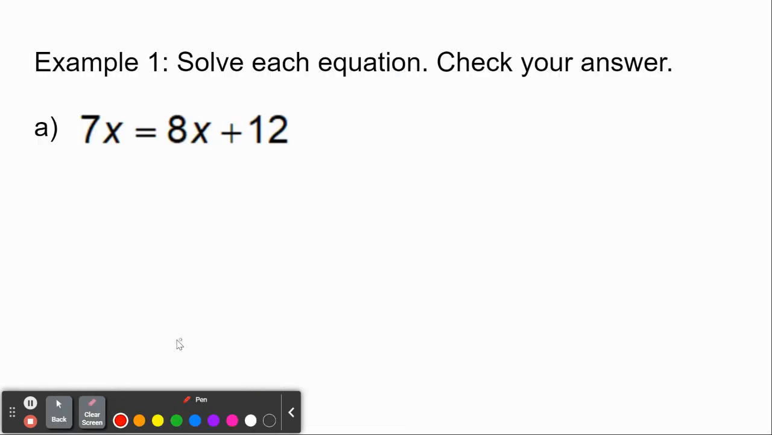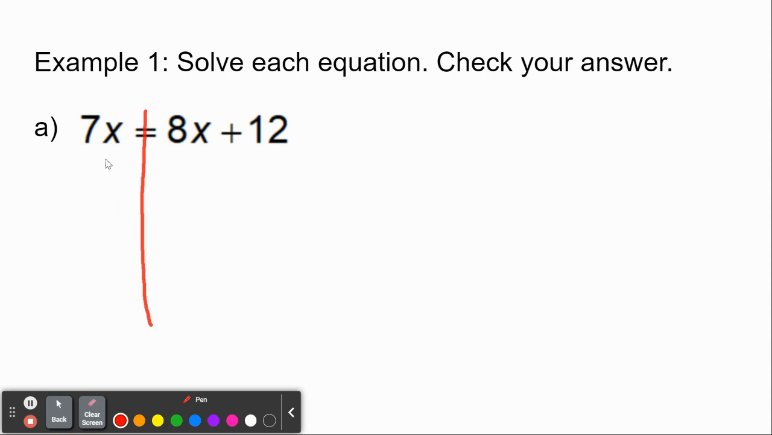Example 1. Solve the equation and check our answer. Notice here we have 7x equals 8x plus 12. So we have an x on the left and an x on the right. Let me draw my line. If you go back to last lesson, are there parentheses? No, so no distribution. Are there like terms on the left or the right side? No, left side only has one term, right side only has one term. So now we need to get our variable on one side.